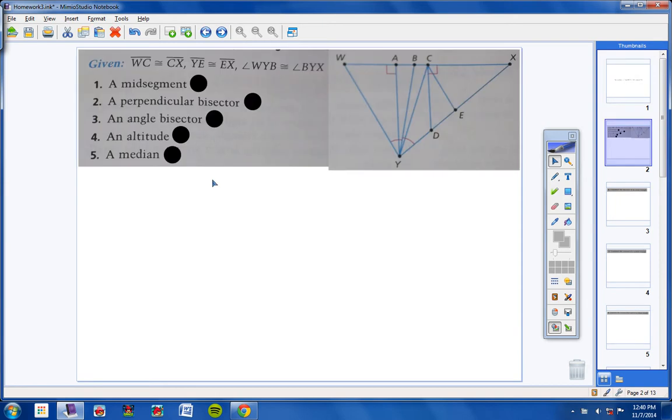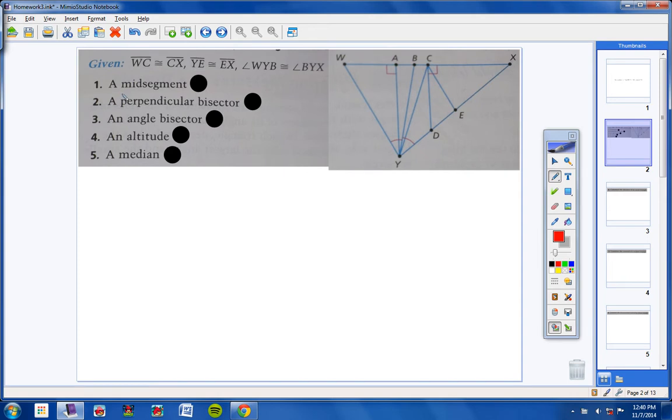Numbers 1 through 5. Given, okay, I just did something I didn't want to do. I have no idea what it was. Okay, moving on. I don't know what happened. Sounds like we took a picture. Okay, probably did. Okay, here we go.